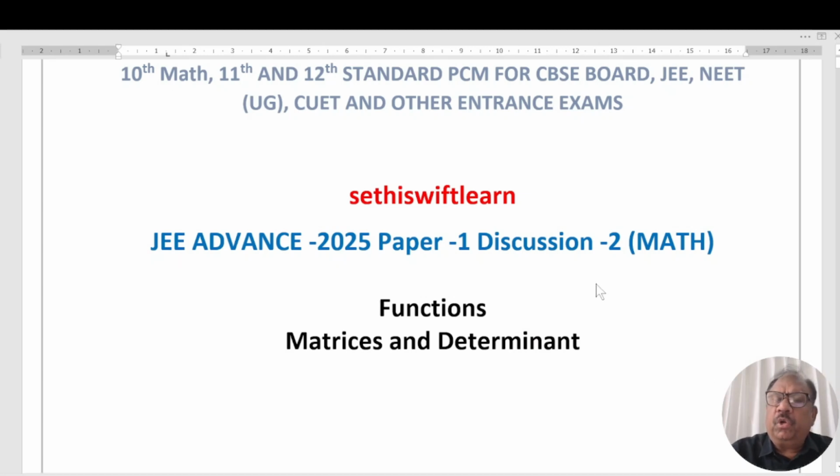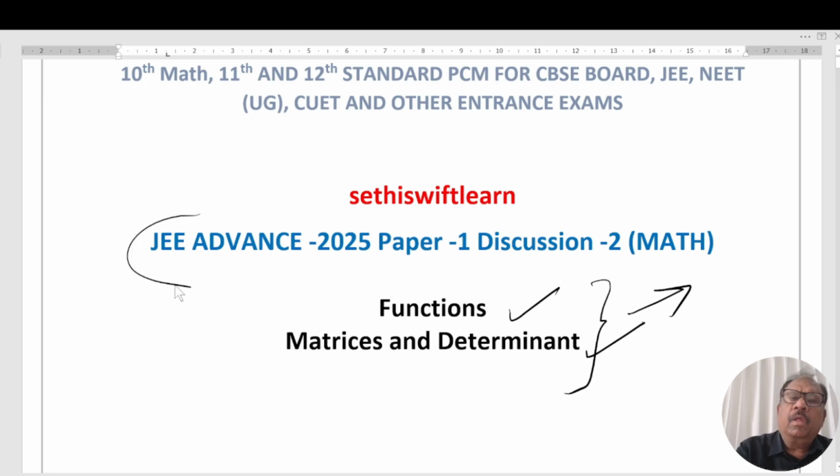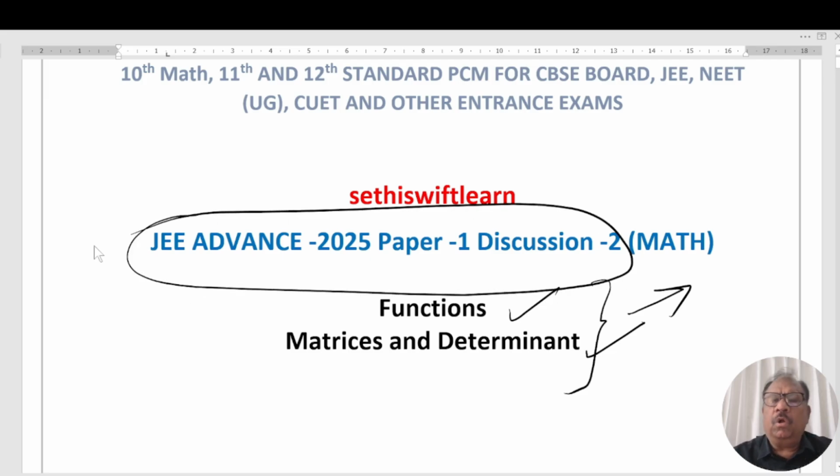In today's session, we are going to discuss functions and matrix and determinant questions taken from these. Now, let's start with the question and concepts.